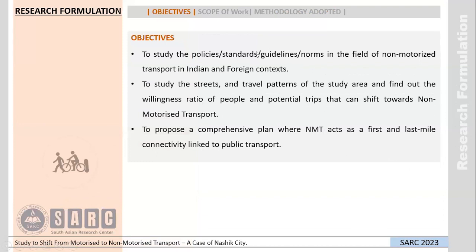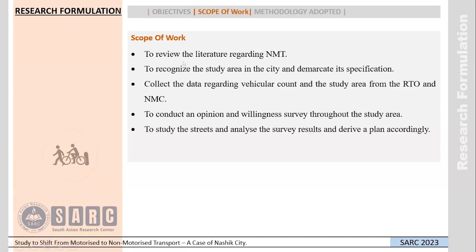So these are the objectives of my study: to study the policies, standards, guidelines, and norms in the field of non-motorized transport in India and in the foreign context; to study the street and travel patterns of the study area and find out the willingness ratio of people and potential trips that can shift towards non-motorized transport; and to propose a comprehensive plan where NMT acts as first and last mile connectivity. Then the scope of work, I'll move forward.